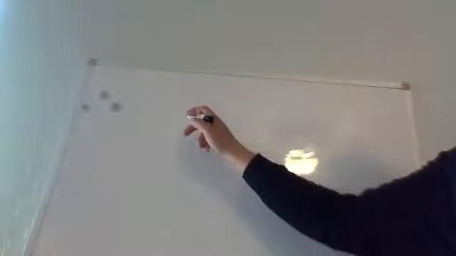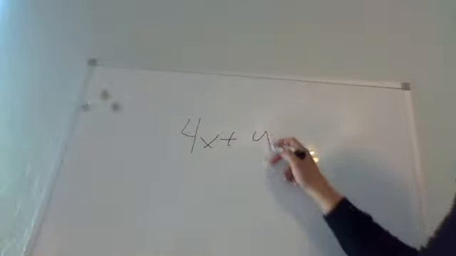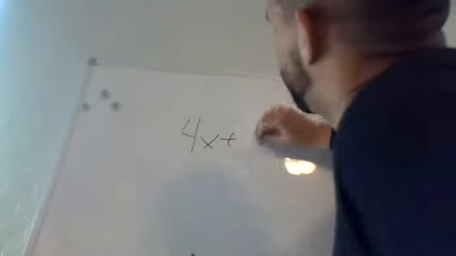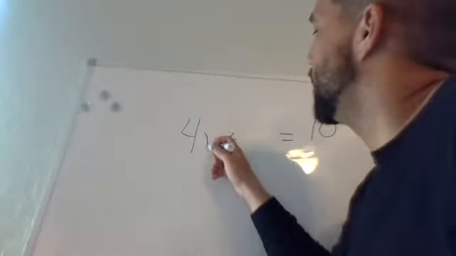All right. So let's look at this. 4x plus y equals 10. Now, I noticed that when I made these different colors, it was a little easier to understand that we need to get rid of them. So let's go ahead and do that.